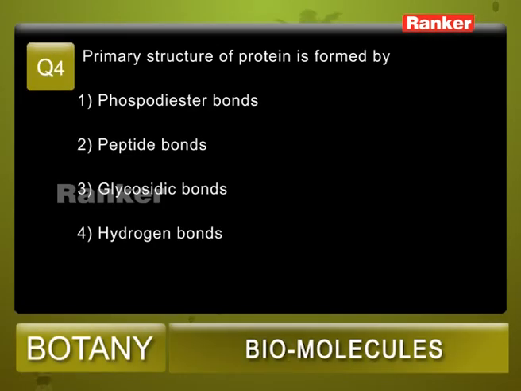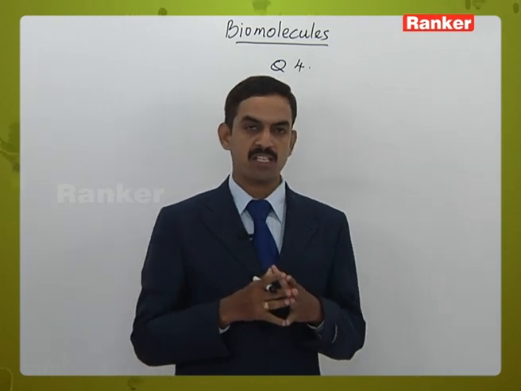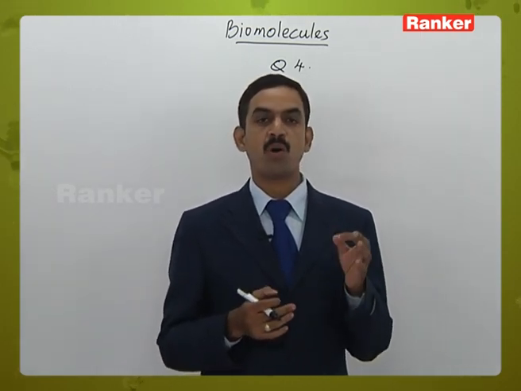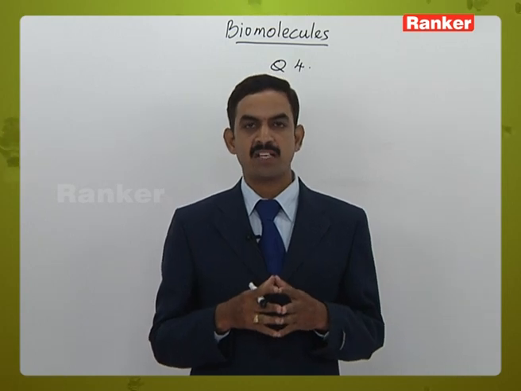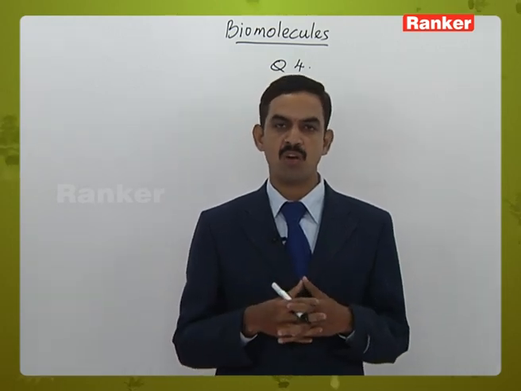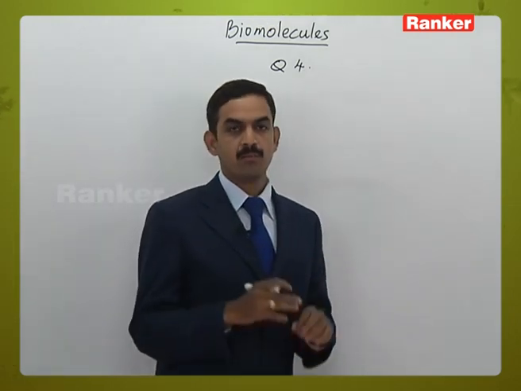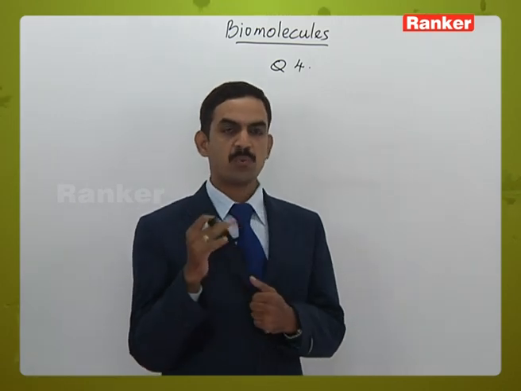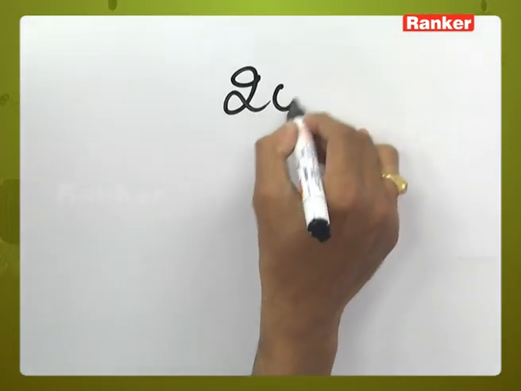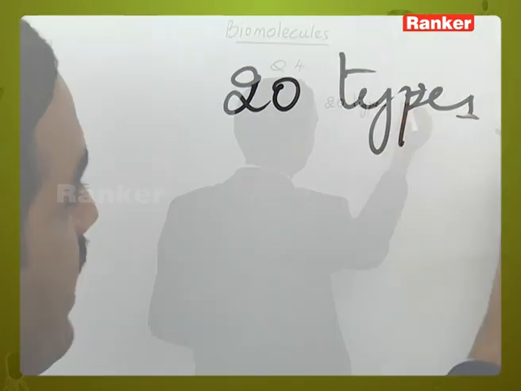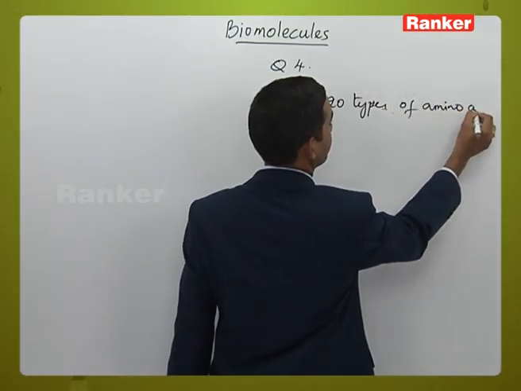Question number 4, the primary structure of protein is formed by. Options: 1. Phosphodiester bonds, 2. Peptide bonds, 3. Glycosidic bonds, 4. Hydrogen bonds. Okay, what is a protein? Protein is a polymer of amino acids, or we can say amino acids are the building blocks of protein. And in a protein, many amino acids are there. And one more thing, basically each protein is made up of 20 types of amino acids.